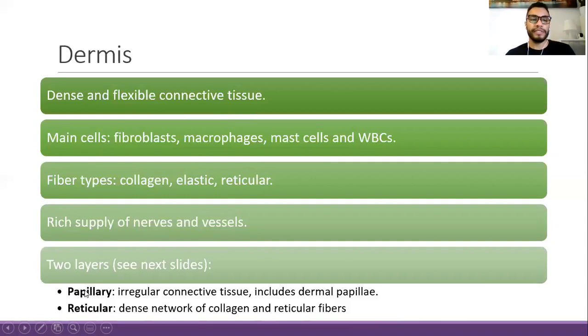The most superficial layer is the papillary layer, which is irregular connective tissue, which includes the dermal papillae. I will show you in the next picture. And the reticular layer, which is mainly made of a dense network of collagen and reticular fibers.